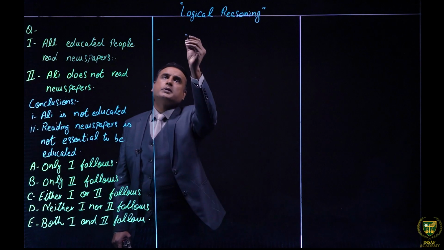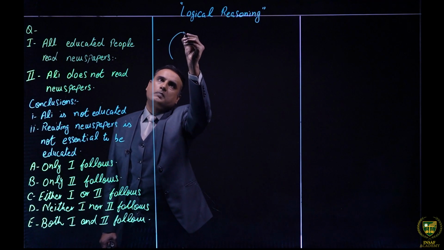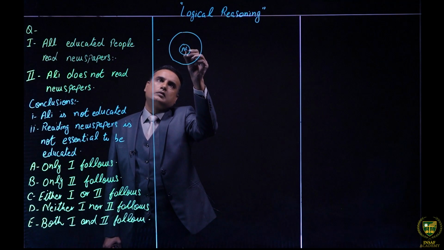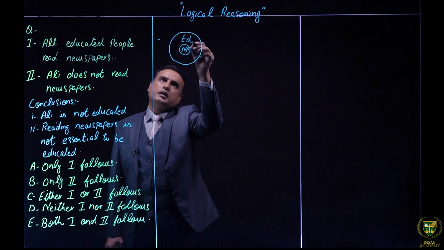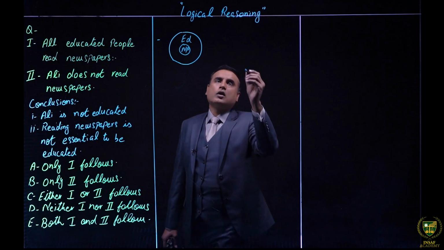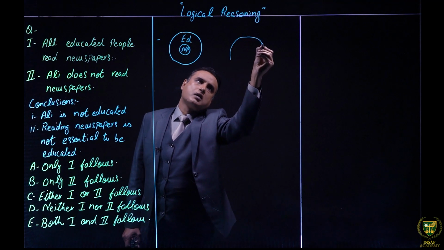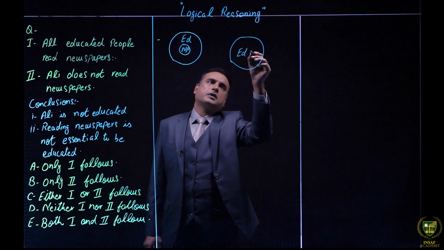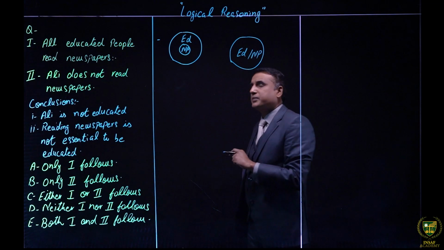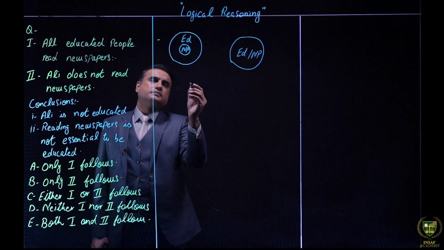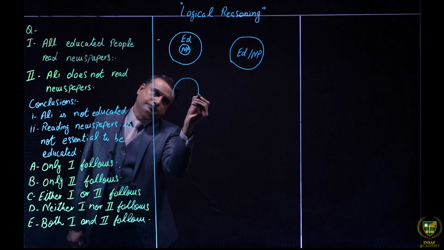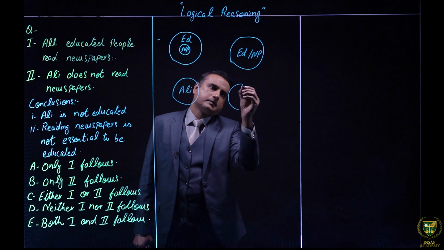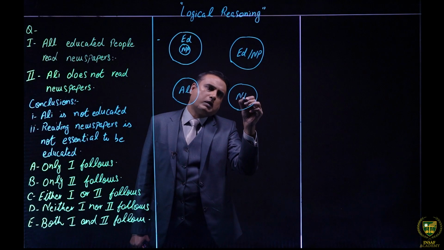All educated people read newspaper. So that is NP, newspaper, and it is done by all educated people. Or you can draw it like that. Educated people, and obviously they read newspaper. And Ali does not read newspaper. So Ali, draw hum wahi karenge isko. Has nothing common with newspaper.